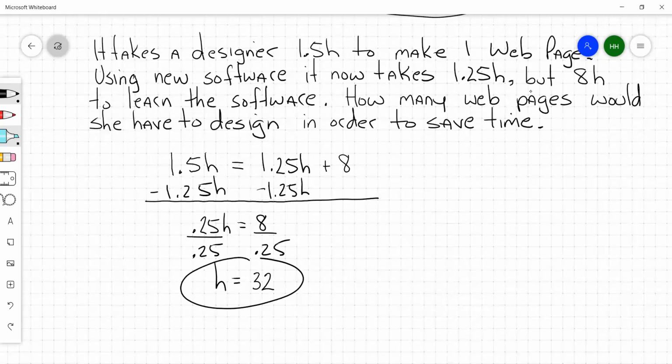So if you take the 32 and you divide it by, because the question was, how many web pages would she have to design in order to save time? It took you 1.5, and then it's going to take you 8 hours, because hopefully you're going to keep designing web pages as you're learning the software. Because it's going to take you a little while to get down to the 1.25 hours per web page. But it looks like your break-even point is 32 hours. So that's just a decision you got to make. Is it worth it to spend those 8 hours to save 15 minutes per web page? That's what you got to decide.